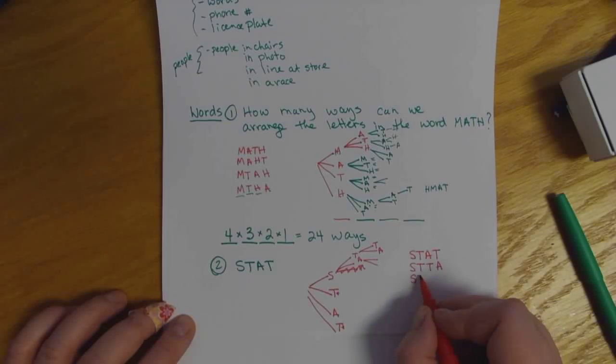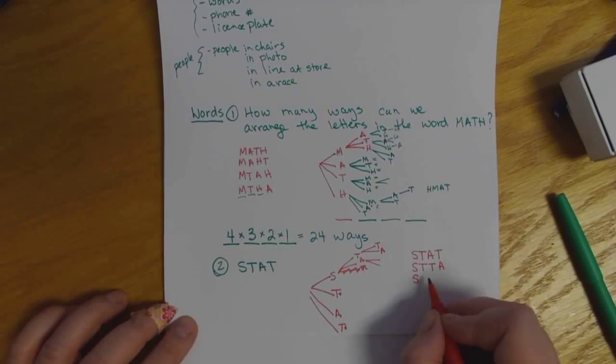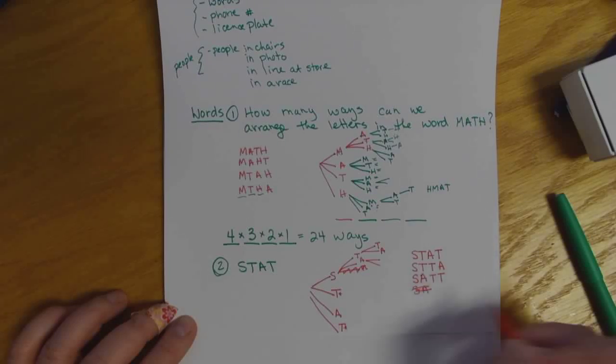And then can I put the S and then the T again? No, I've got all the possibilities. So then I could say, what if it were an A here? T, T, S, A. I have no other option because switching these will not give me a different word.